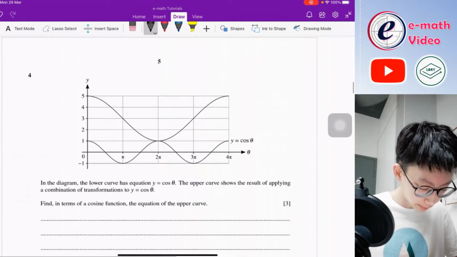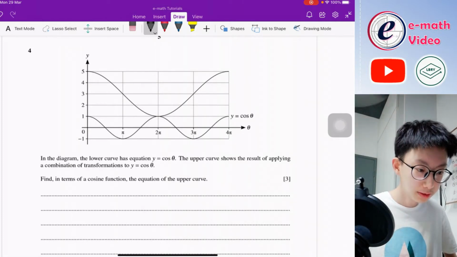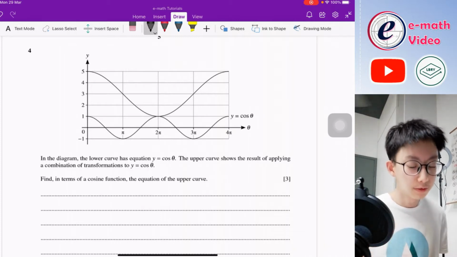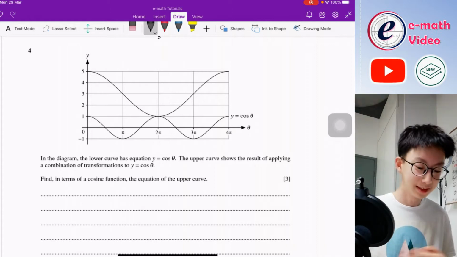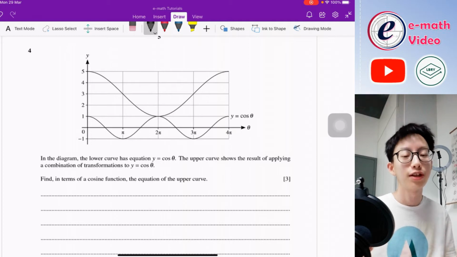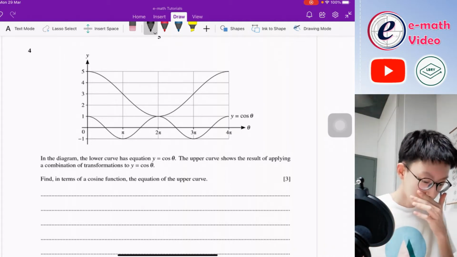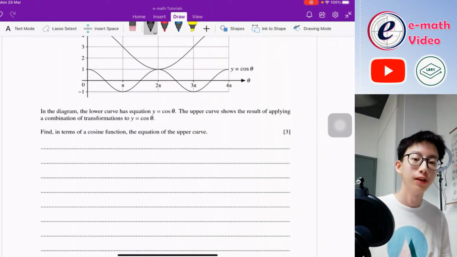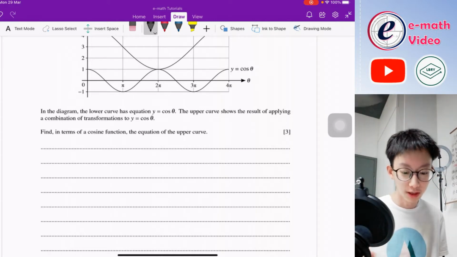Okay, question number 4. It's a trig function, and it's about the shifting and scaling of the graph. I think the question is very nice already because it gives you the graph of y equals cos theta. You just have to do the stretching, compress and shift up, shift down. There are 3 marks here, but I'm not sure in A level whether you need to write it step by step or not. So I will just write step by step.